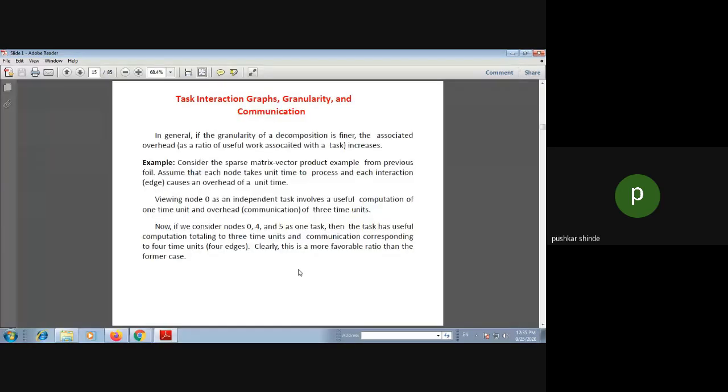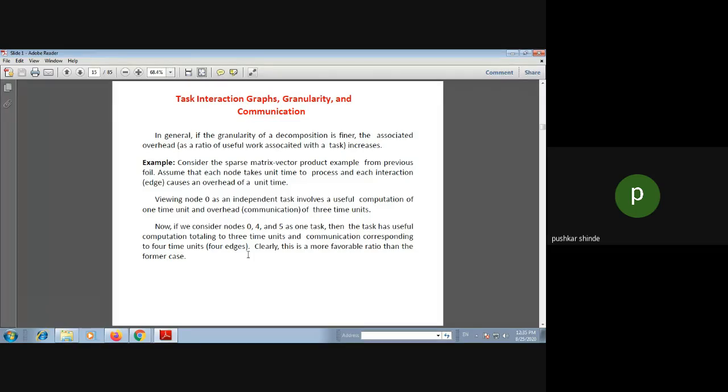That means you can easily see that the useful computation is very much less as compared to the overheads. More overhead time is being utilized because of the more number of tasks that have been put in the particular task interaction graph for the problem.